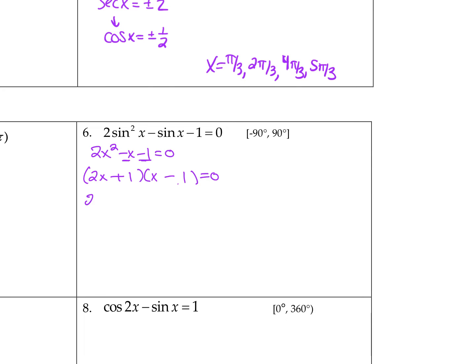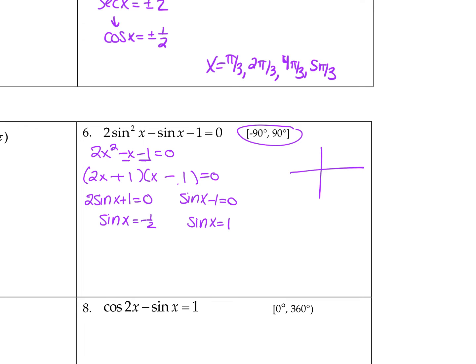So I'm going to have 2 sine x plus 1 equals 0 and sine x minus 1 equals 0. So sine of x would equal negative 1/2, and sine of x would equal 1. So I need to think about the interval of negative 90 to 90, so in degrees, where my sine is negative 1/2. Well, my sine is negative 1/2 at 330 degrees and at 240 degrees. But I'm thinking between negative 90 and 90.